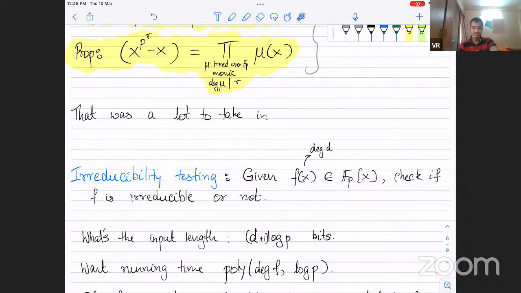We want poly(log p, degree). That's right. Because currently this algorithm is taking p time and not log p time. So that is something that I'm not willing to tolerate. I want log p. So at least this is a baby step here.